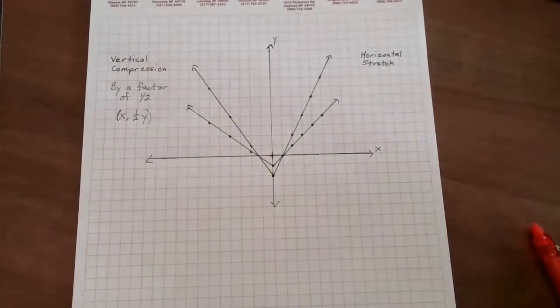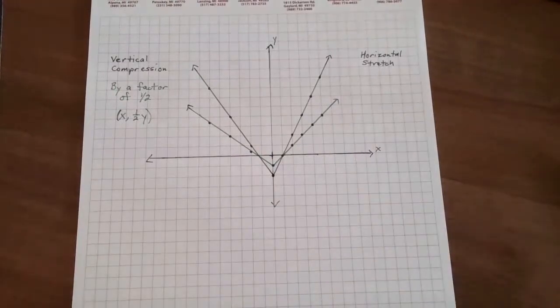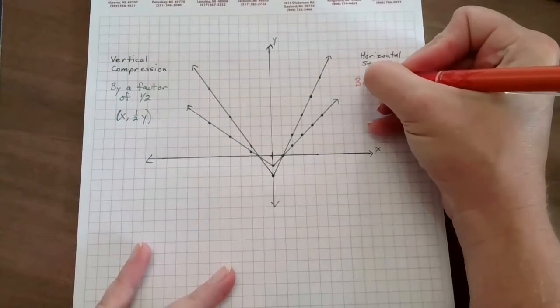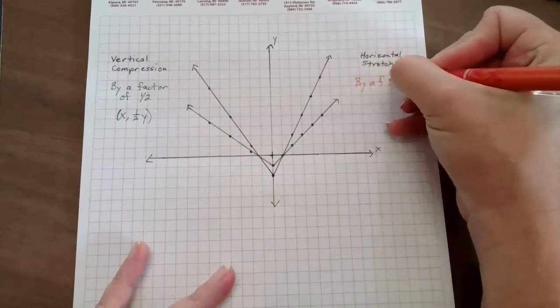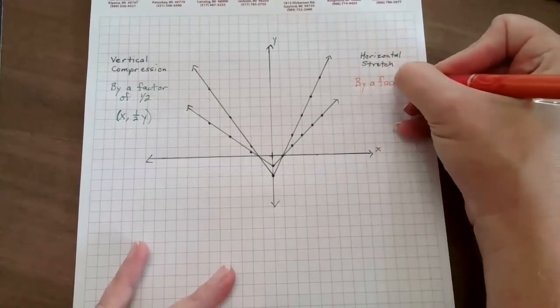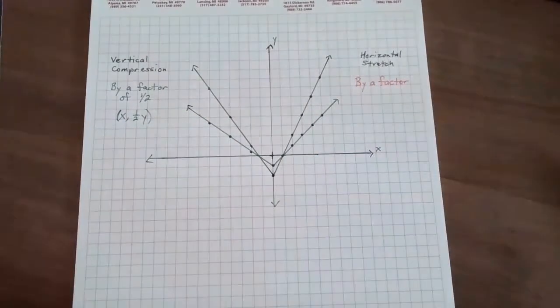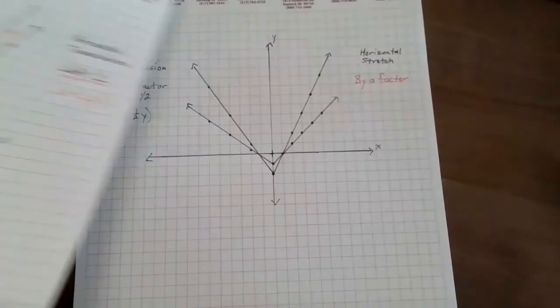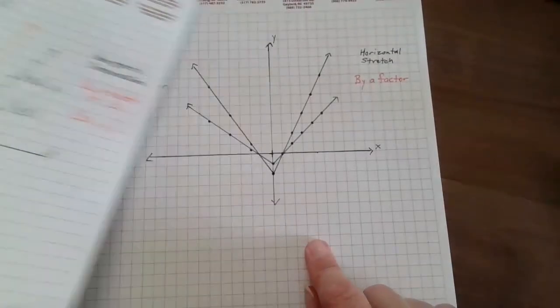All right, so let's think what that would mean for a horizontal stretch, because again, we really want to compare these. And this time we're going to say by a factor, again, using the word factor, because stretches and compressions are both multipliers. Repeat, stretches and compressions are both multipliers. Translations, adding and subtracting. Stretches and compressions, multiplying.